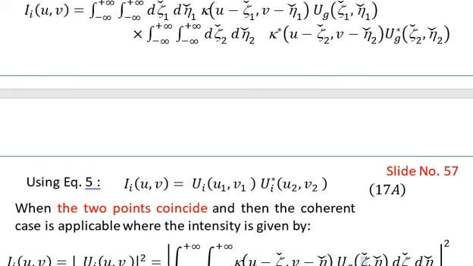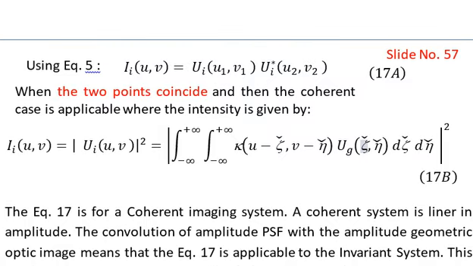So when the two points coincide, the coherent case is applicable, where the intensity is given by the following. If these two points, that is u1 v1 and u2 v2, coincide, that is overlap with each other, then we can write down the expression as given in equation number 17b. That is, the intensity will be taken as the absolute square of the amplitude, and it is also equal to the absolute square of the integral. And we have already written this integral previously in some of the slides for the perfect coherent case, and this is what we have written again in equation number 17b.